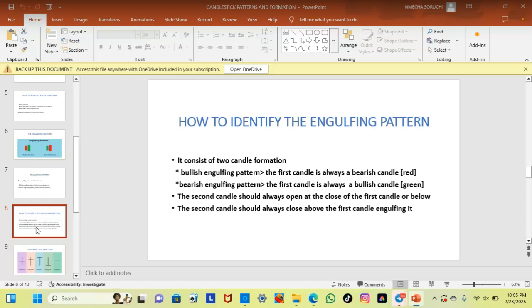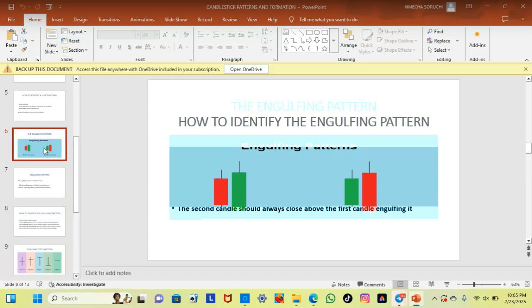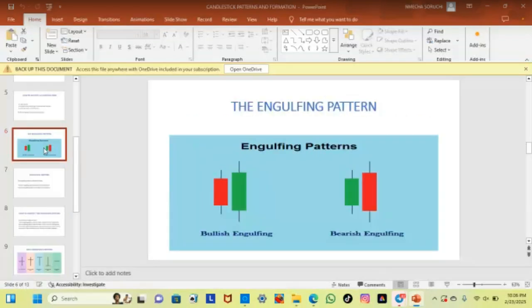So thirdly, the second candle should always open at the close of the first candle or below the first candle. For this bullish engulfing pattern you are seeing here, like I said, the first candle is the bearish candle, which is indicated in red here. While for the bearish engulfing pattern, the first candle you are seeing there is a bullish candle, which is the green candle here.